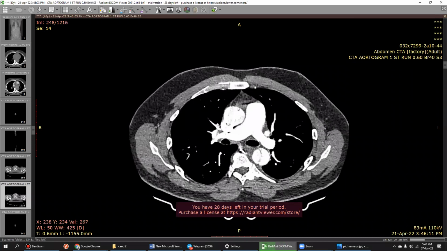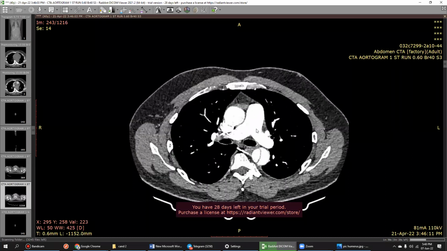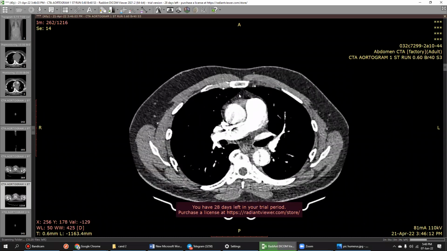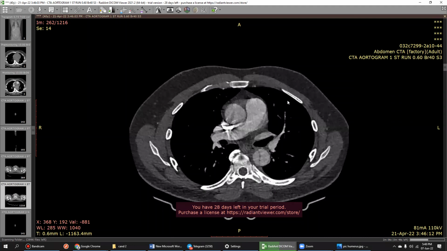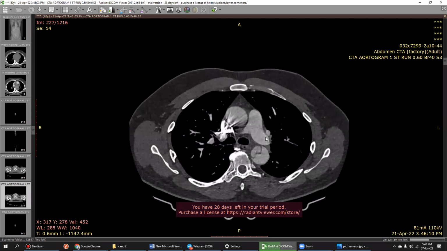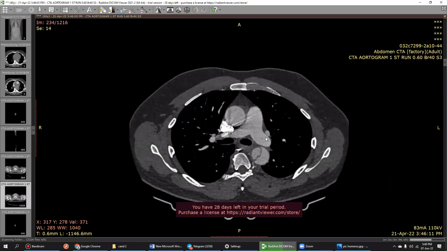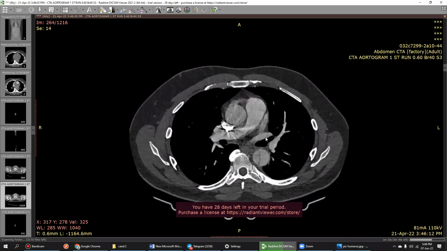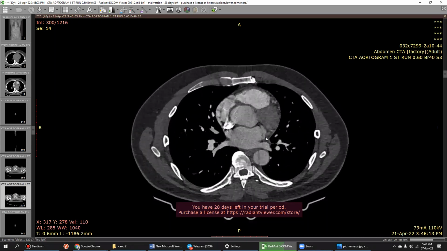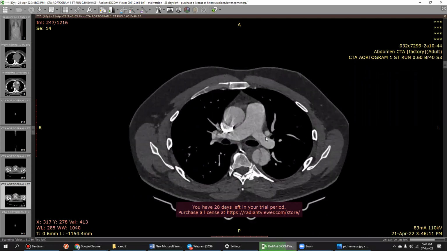So I think the ascending aorta as well. I want to change the window to see the flap in the region of the ascending aorta. I'm going back to confirm the ascending aortic involvement. No, there's no dissection flap in the region of the ascending aorta. So it starts from the arch of the aorta.